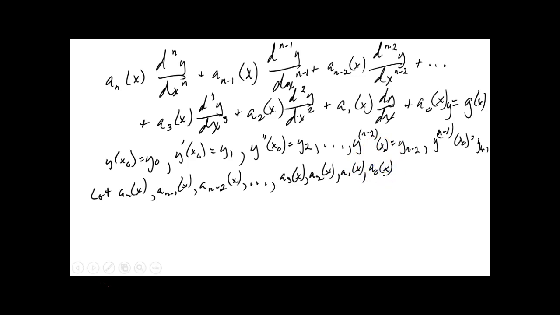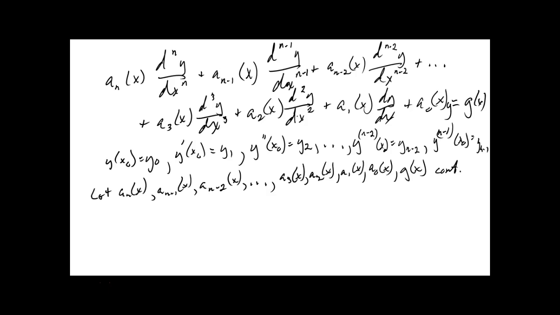Let a sub n of x, a sub n minus 1 of x, a sub n minus 2 of x, dot, dot, dot, down to and including a sub 3 of x, a sub 2 of x, a sub 1 of x, and a sub 0 of x, and g of x, all be continuous on some interval I.